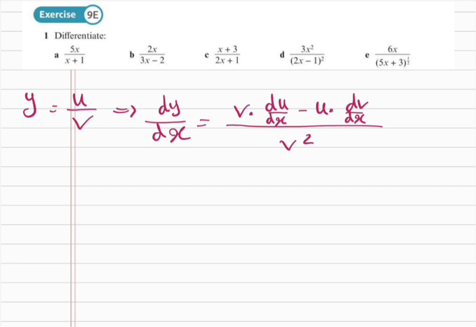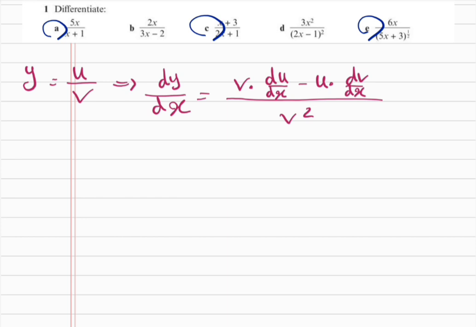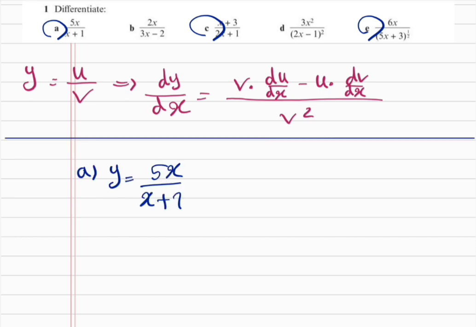I'm also going to do questions A, C, and E because the questions are very similar. There's no point in doing all of them because some of them are exactly the same with different numbers. Okay, now let's get this started. For A, we have y is equal to 5x divided by x plus 1.